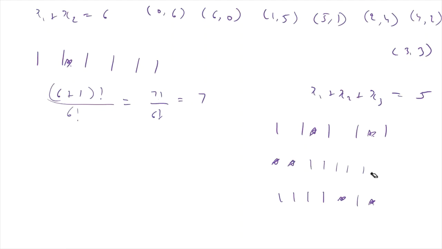I can arrange these 5 sticks and 2 stars in a row in 5 plus 2 factorial ways. But unfortunately these 5 sticks are alike and these 2 stars are alike. So I have to divide by 5 factorial times 2 factorial. So the answer is going to be 7 factorial upon 5 factorial times 2 factorial, which is equal to 7 times 6 upon 2, which is equal to 21. So there are 21 possible solutions of this equation x1 plus x2 plus x3 is equal to 5.